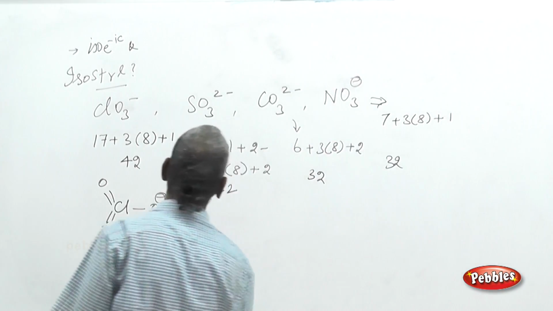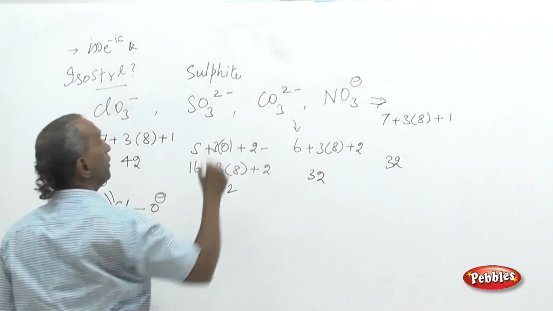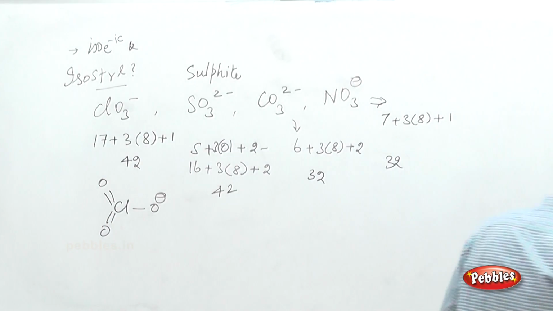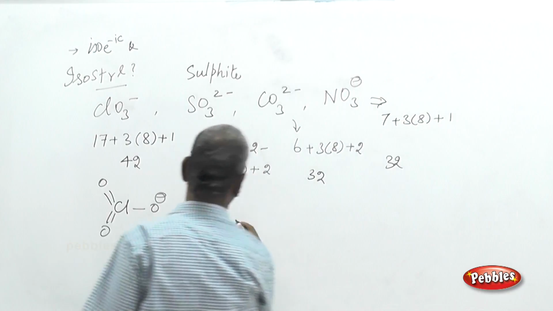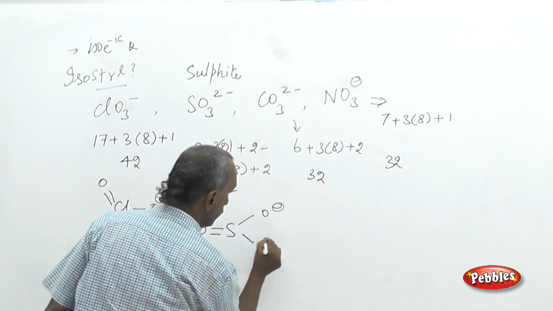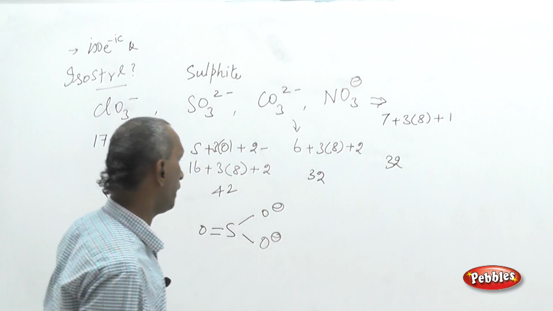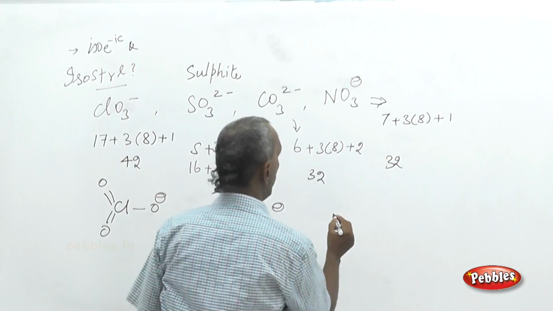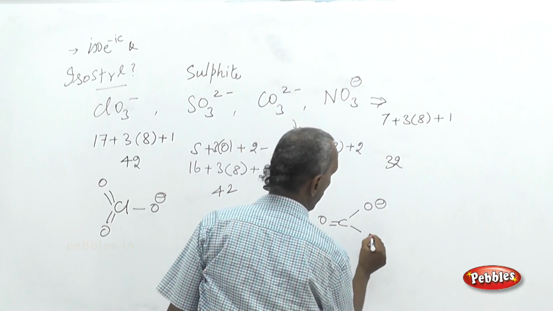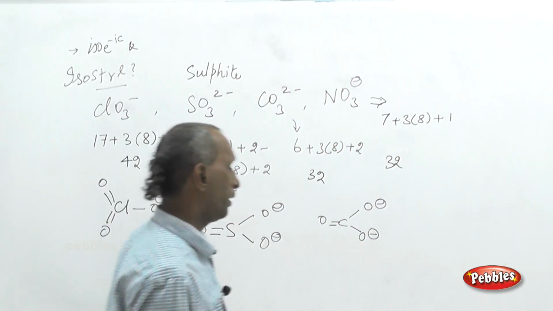Sulfate. This one is sulfite. Sulfate is SO4 2 minus. This one is SO3 2 minus. SO3 2 minus has the structure in this form. Yes, double bond, O minus, O minus. 1, 2, 3, SO3, 2 charges are there, SO3 2 minus. Carbonate 2 minus in a similar manner. So, C double bond O plus 2 O minus linkages.